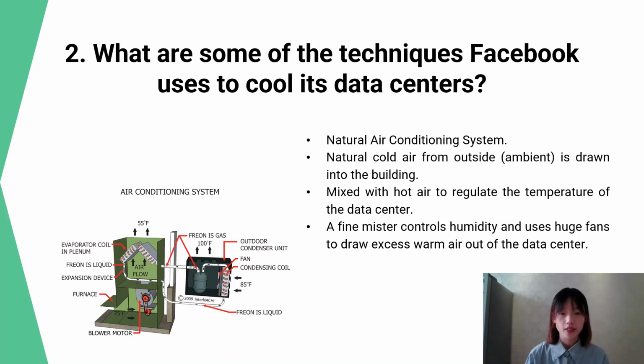The second question is: what technology does Facebook use to cool its data centers? It's a natural air conditioning system. Facebook's data centers use outdoor cold air directly to cool the data center. Naturally cold air from the outside is drawn into the building and mixed with hot air to regulate the data center's temperature. A fine mist controls humidity, and many fans draw excess warm air out of the data center.